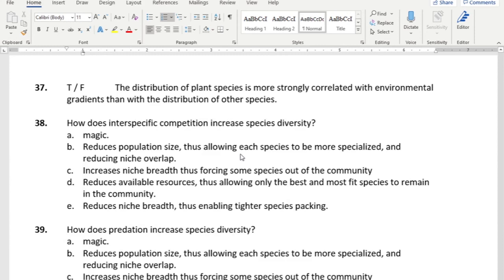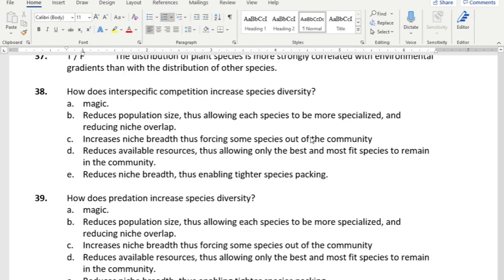37. The distribution of plant species is more strongly correlated with environmental gradients than with the distribution of other species. That's true. 38. How does interspecific competition increase species diversity? My favorite answer is magic, but that's the wrong answer.